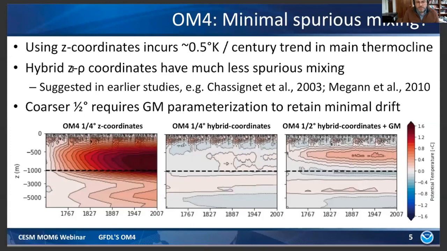And for comparison, when we switched to the half degree resolution and stop permitting these large eddies, a different kind of drift returns, and this forced us to consider parameterizing those eddies with GM. You'll see that the half degree model there is drifting a lot less than the quarter degree model in Z coordinates, but nevertheless has some biases that return. So this was the major result, that we're able to reduce the drift in this model simply by using a hybrid vertical coordinate. Slide 6.